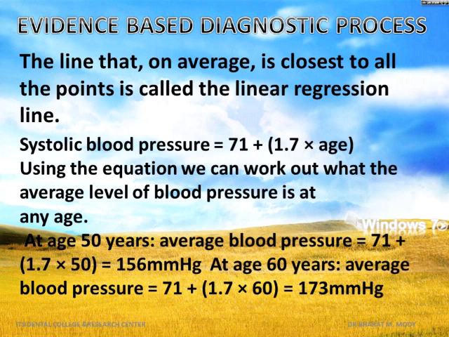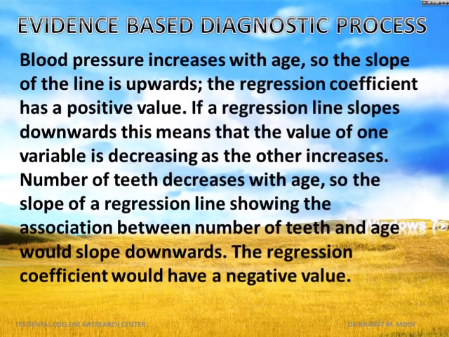So the systolic blood pressure at the age of 70 is 1.7 into the age. Normally we would be able to calculate from that graph what would be the normal blood pressure. For 50 years it is 156 millimeter, for 60 it is 71, and for 71 it is 173. Now the blood pressure increases with age, so the slope of this line is upward. So the regression coefficient has a positive value.